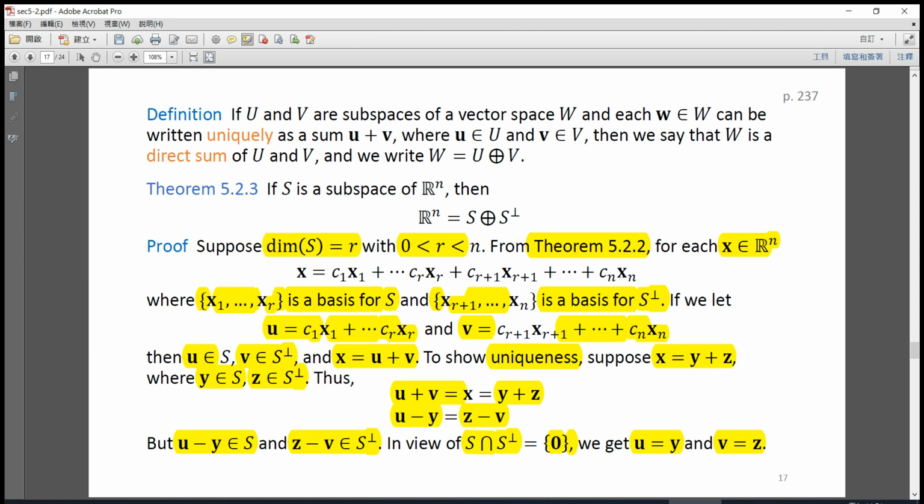And we have shown every x in Rn can be uniquely expressed as the sum of two parts, where the first part is from S and the second part is from S perp, and therefore the proof is finished.